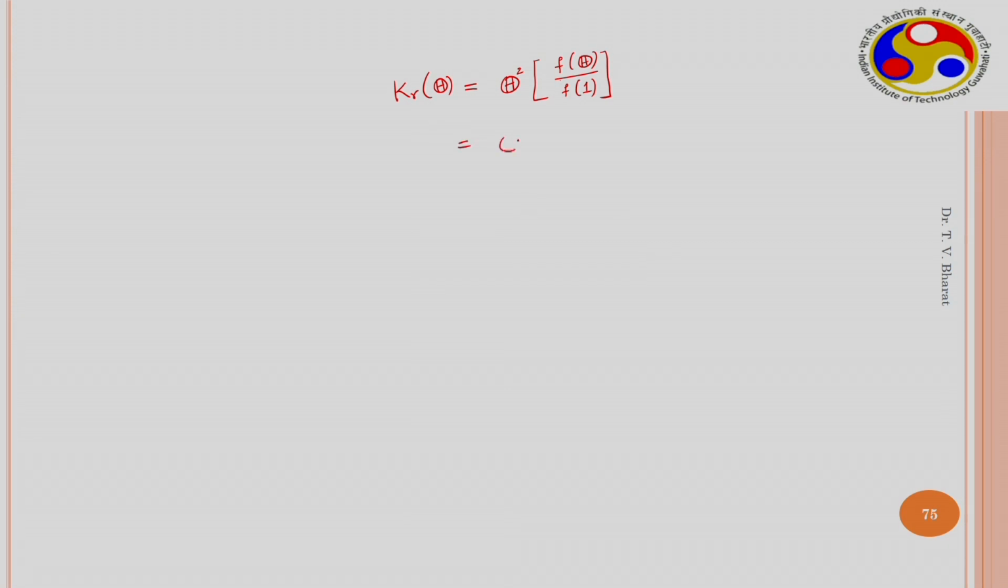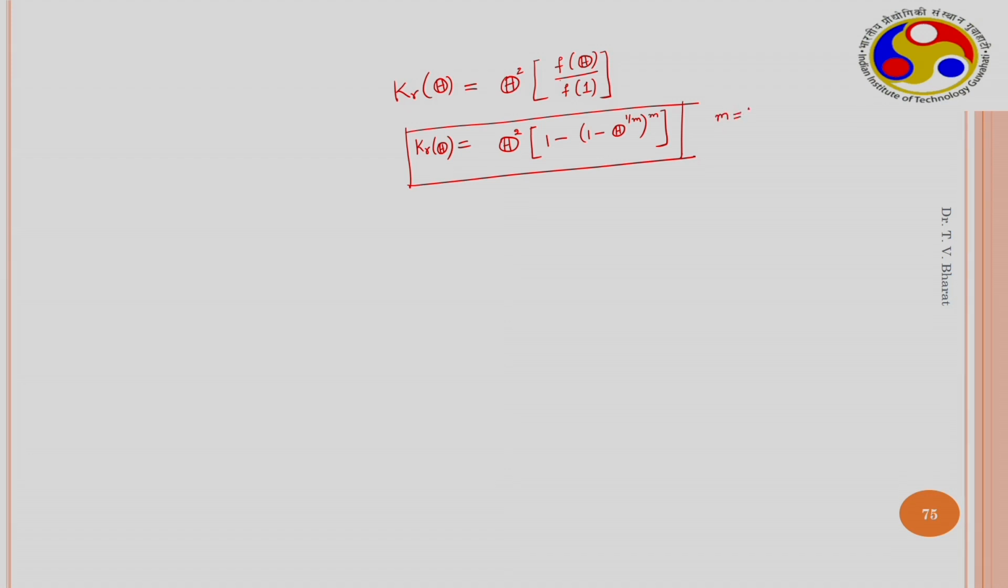So, this is equal to uppercase Theta squared times 1 minus uppercase Theta power 1 by m, whole power m. So, this is Kr of Theta. This is the analytical solution, a particular form of analytical solution for the Van Genuchten-Burdine model.